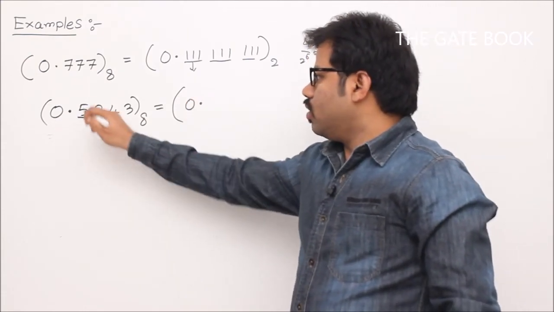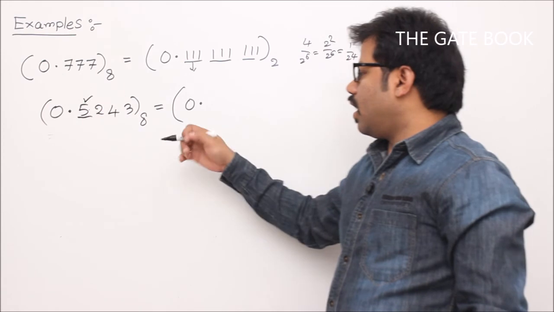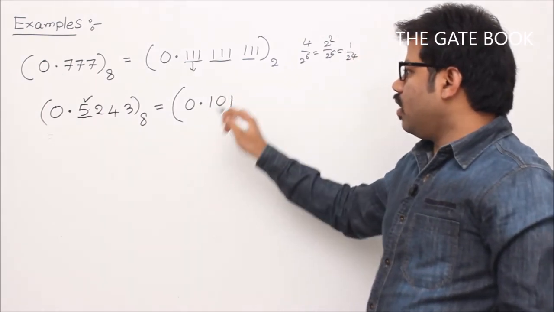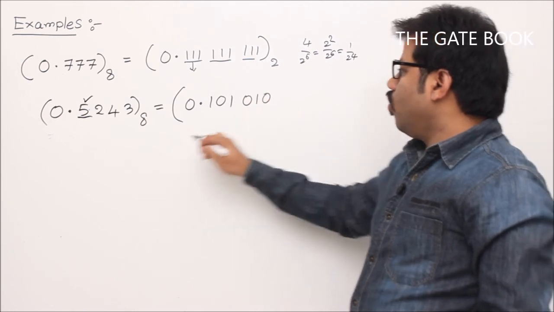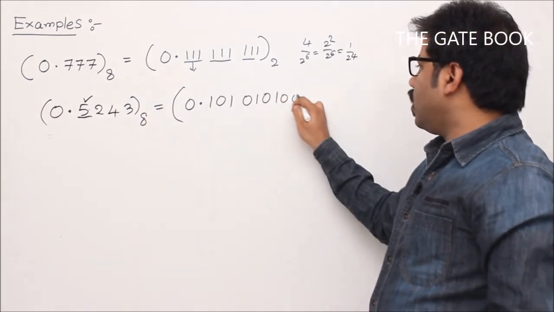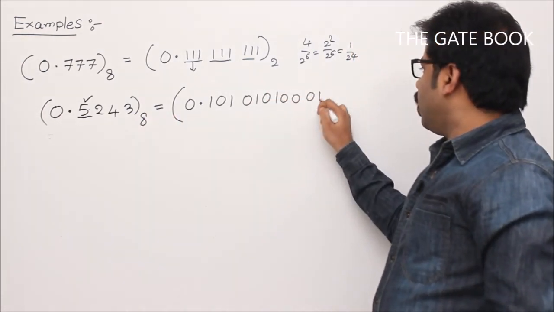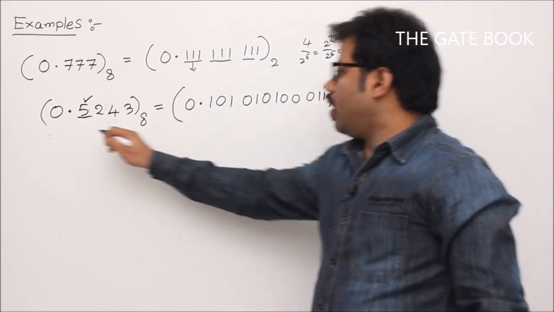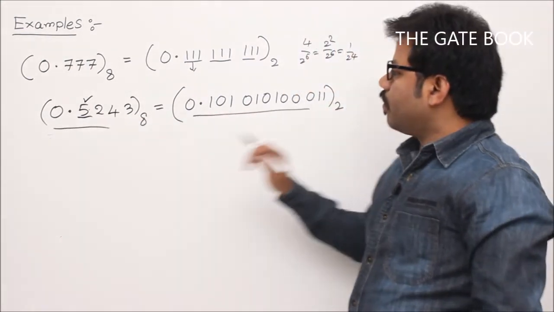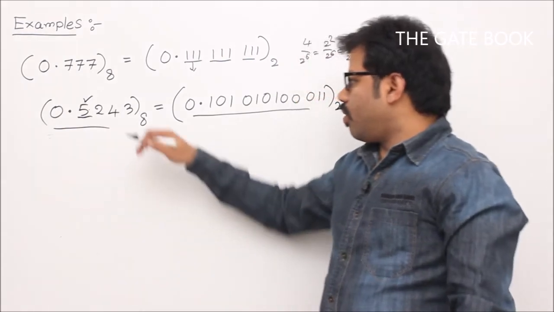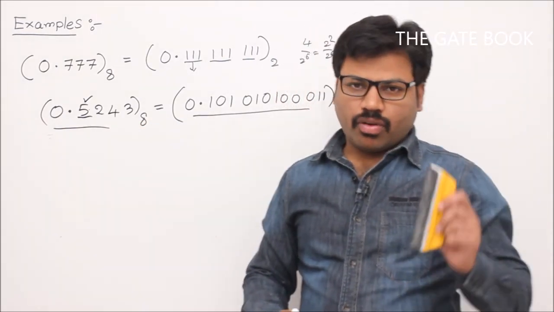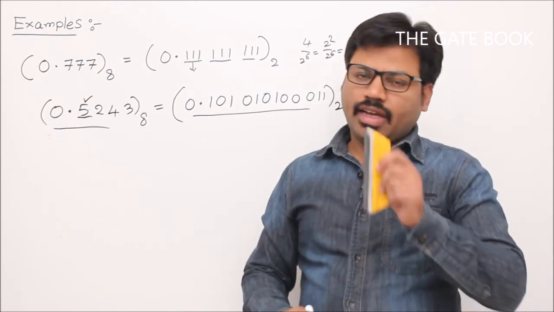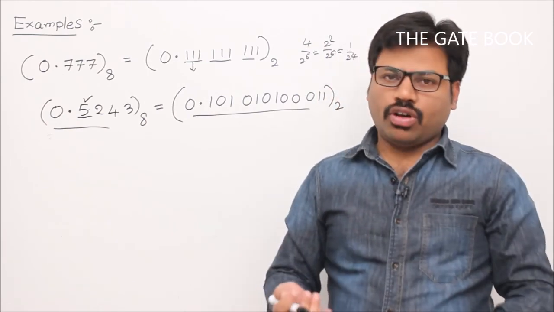That's why 0.5, this 5 is an octal digit, should be converted to binary 101. 2 is nothing but 010, 4 is 100, 3 is 011. So these two are equivalent, whatever these two, in that way. So from octal to binary, binary to octal we can convert. Similarly we can convert from octal to hexadecimal, hexadecimal to binary. Everything we can do now with this one.